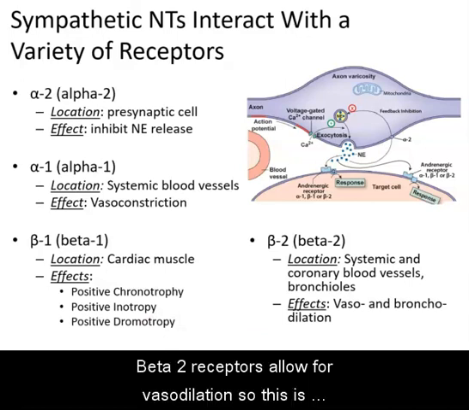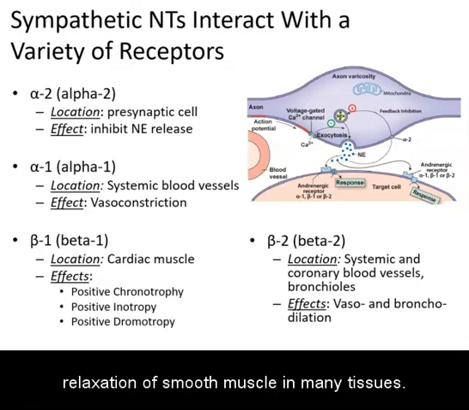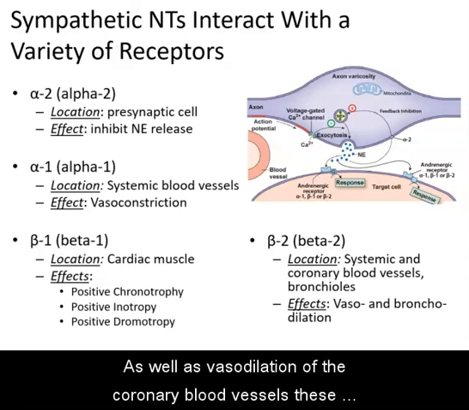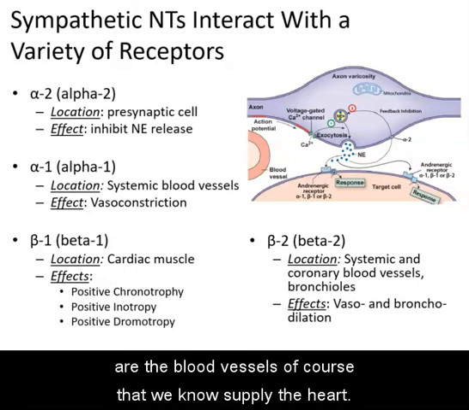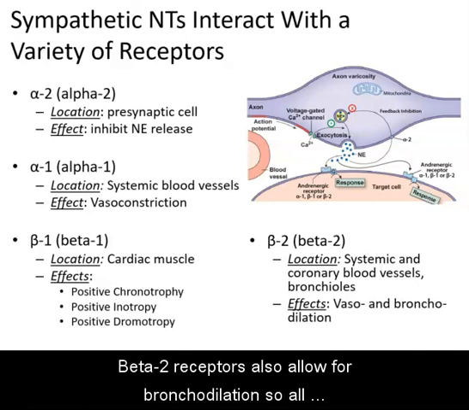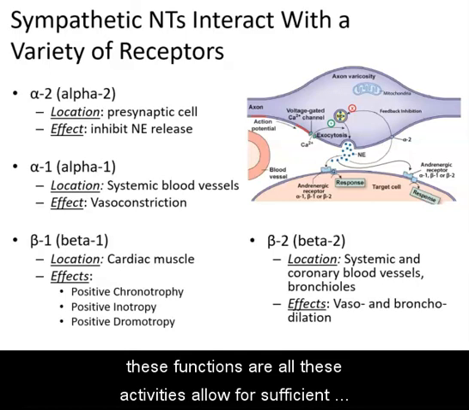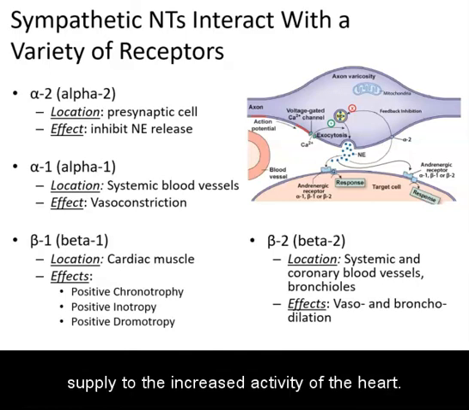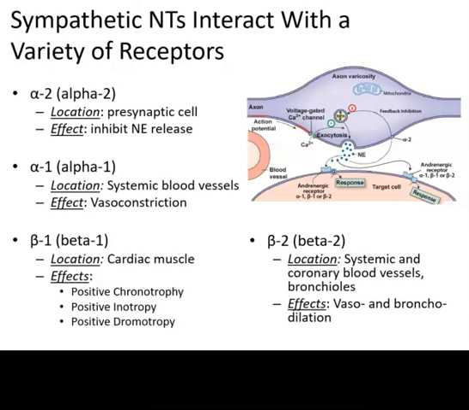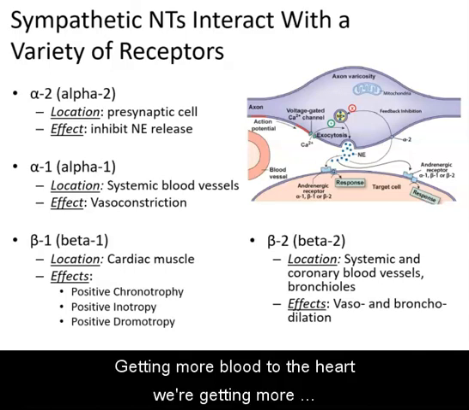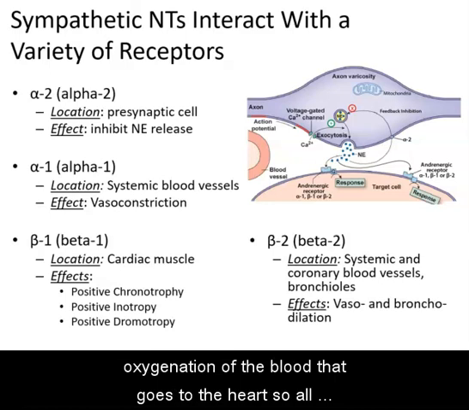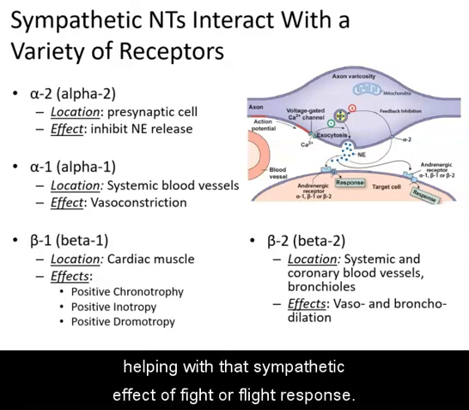Beta-2 receptors allow for vasodilation. So this is relaxation of smooth muscle in many tissues, as well as vasodilation of the coronary blood vessels. These are the blood vessels, of course, that we know supply the heart. Beta-2 receptors also allow for bronchodilation. So all these functions, all these activities allow for sufficient supply to the increased activity of the heart. We're getting more blood to the heart. We're getting more oxygenation of the blood that goes to the heart. So all helping with that sympathetic effect of fight or flight response.